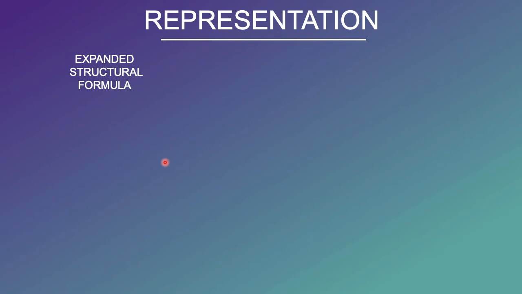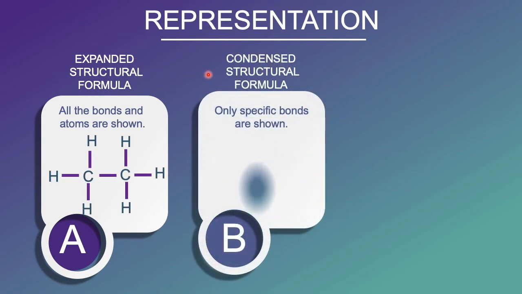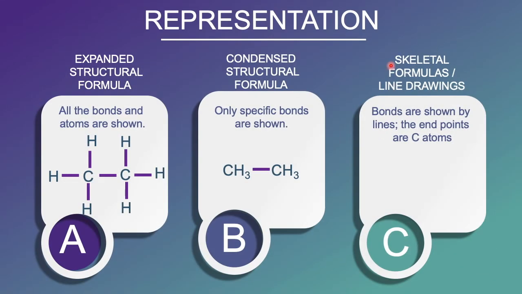Now, we've also seen that when representing an organic compound, we use the expanded structural formula or the condensed structural formula. So far we have been using these ones specifically, where in the expanded formula all the bonds are shown, and in the condensed formula only specific bonds are shown. Now, for cycloalkanes, it is easier to use skeletal formulas, where bonds are shown with lines and the endpoints are carbon atoms, or each point where there is a vertex, we consider to be a carbon, and the hydrogens pertaining to the carbons are not written.